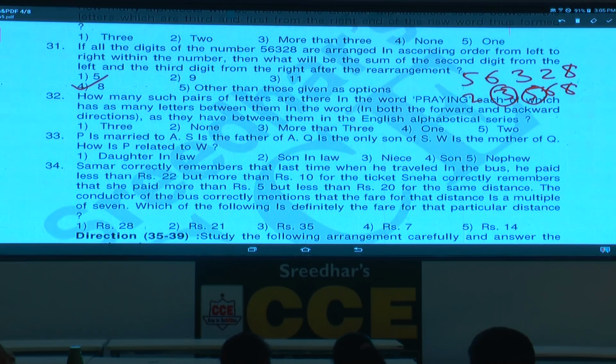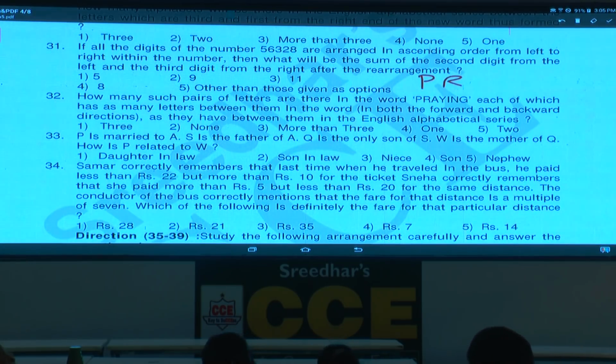Then question number 32. Now in this 32, how many such pairs of letters are there in the word praying? P-R-A-Y-I-N-G, praying. Each of which has as many letters between them in the word, both forward and backward. Starting from P, Q, R, S, T, U, V. Any letter matching here? No. R, S, T, U, V, W, no. A, B, C, D, E. Y, no letter more than this one. I, J, K, N. From left hand side to right hand side, we could not find even a single pair.